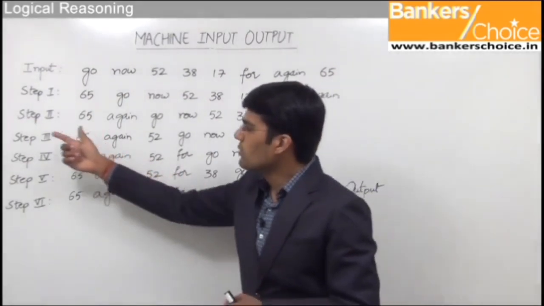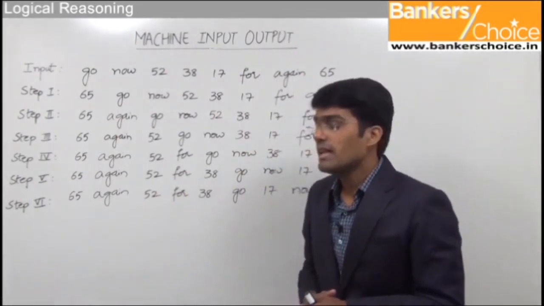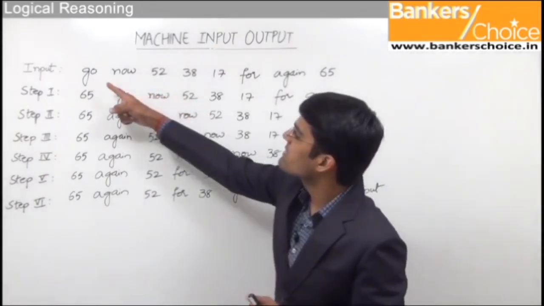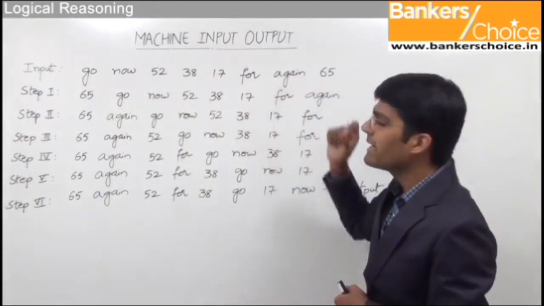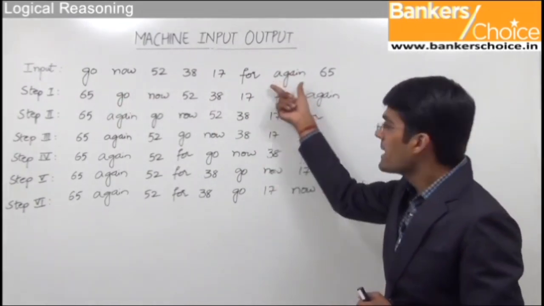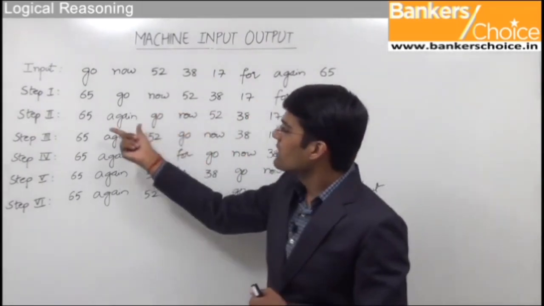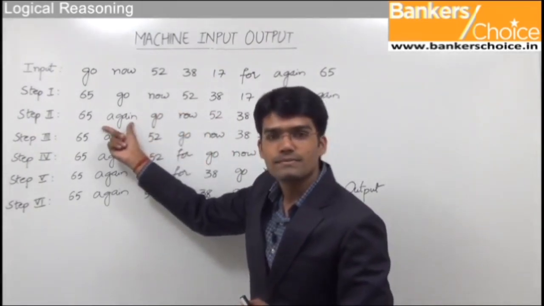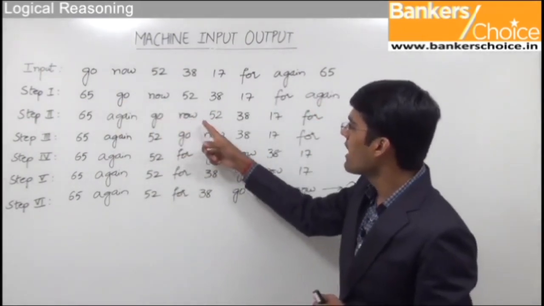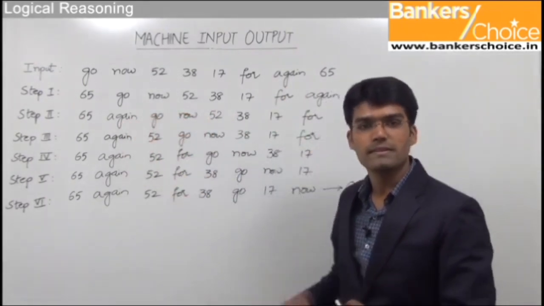Now when we look at step 2, we know that after 65 a word has to take the second position, and that word should be the first one in alphabetical order. So among the given words go, now, for and again, the word which comes first in alphabetical order is again. So in step 2, the word again, which is in this position, is brought to second position. And the remaining elements are simply pushed aside. That is go, now, 52, 38, 17, for. Again has already gone to the second place.